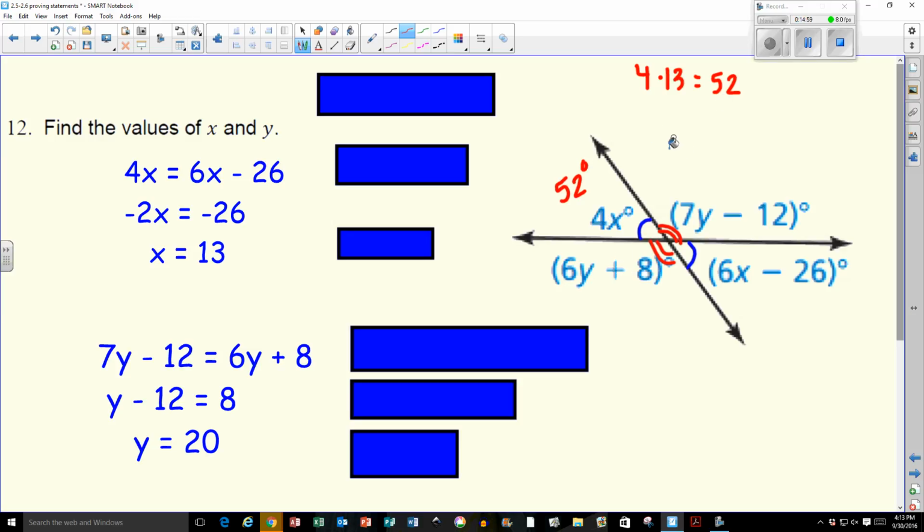So that would mean this one was 128, because these two would have to add up to 180 to be a linear pair, which would make this one 52 and this one 128 as well. So they only asked me to find X and Y, but now that I found it, I can actually find the measures.